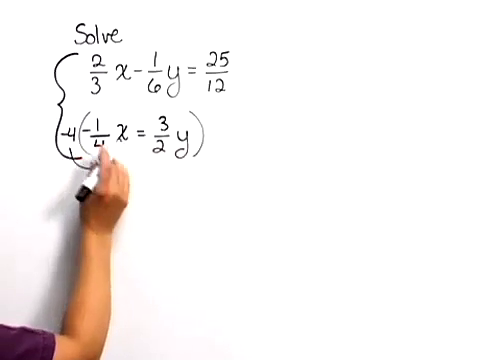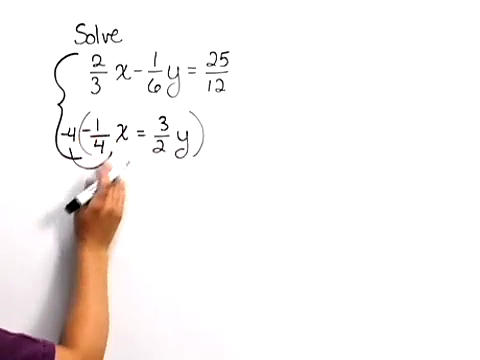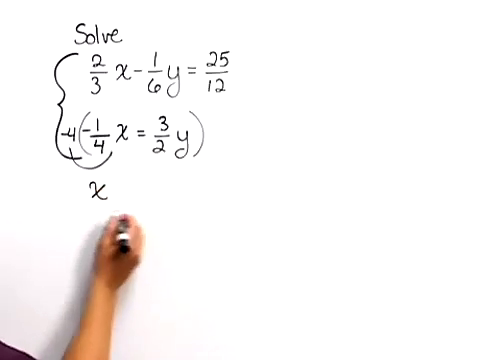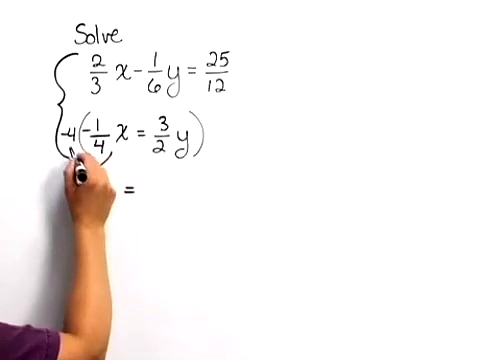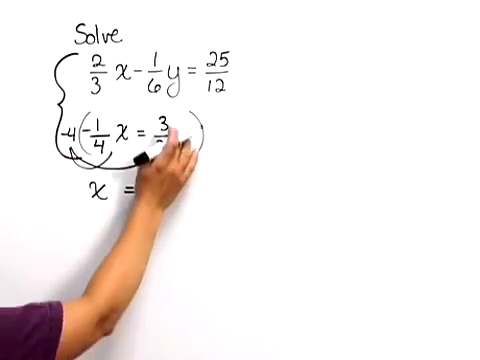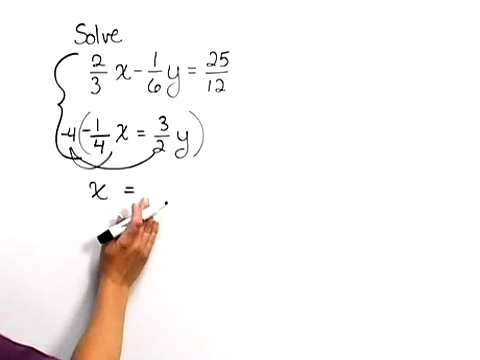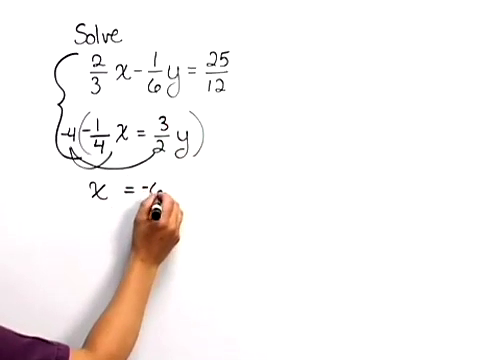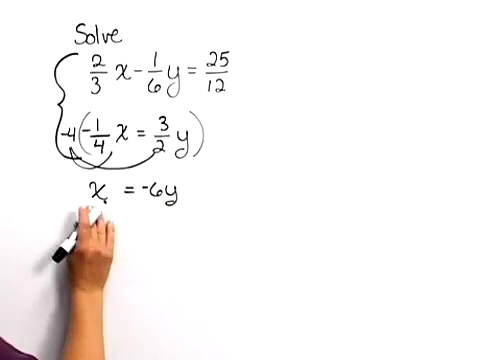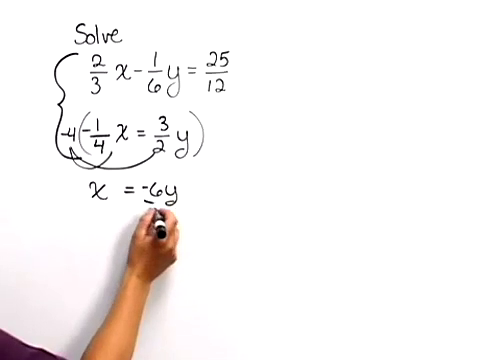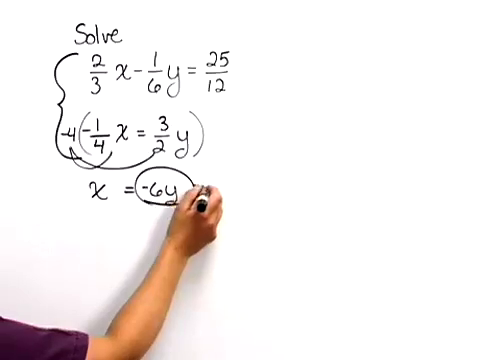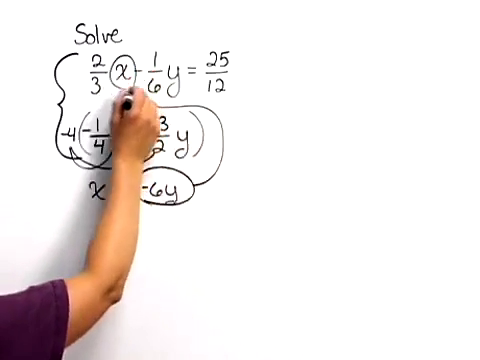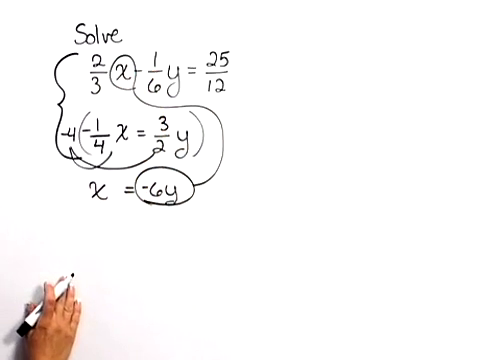Distributing across, -4 times the -1/4 x is 1x, and that's going to equal -4 times 3/2 x is going to end up being -6y. Now that we know what x is, we can take that expression that x equals and go up to our other equation and replace the x with it.